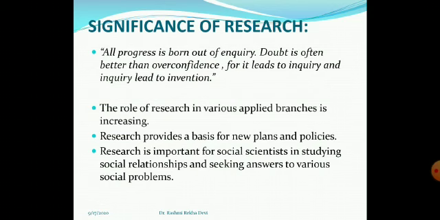Now research provides a basis for new plans and policies. Now we all know about National Education Policy 2020. So here also there are so many researches done, and based on those researches those policies are implemented. Research is important for social scientists in studying social relationships and seeking answers to various social problems. Many social problems, as for example truancy, or unemployment, or depression, or stress management, anxiety. So these are the different problems that we observe in our society, and to solve these problems also we need social science research.